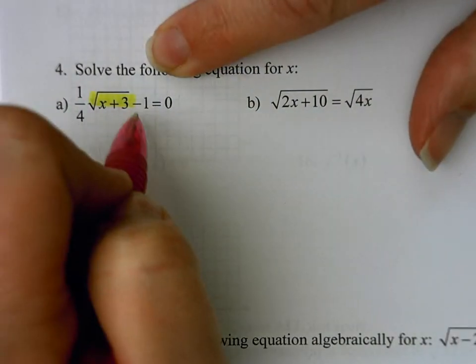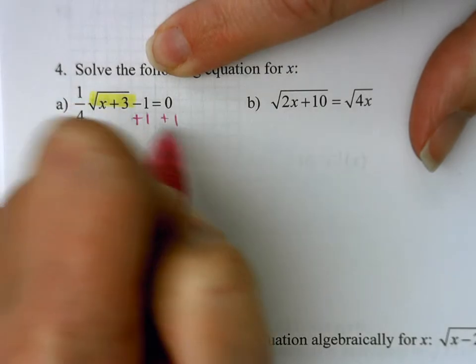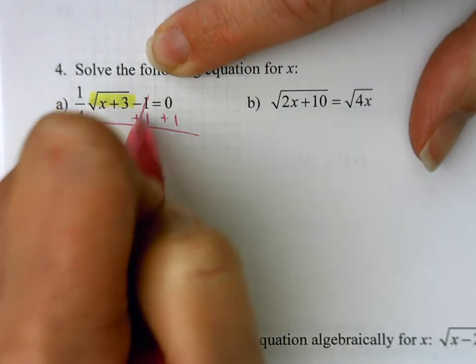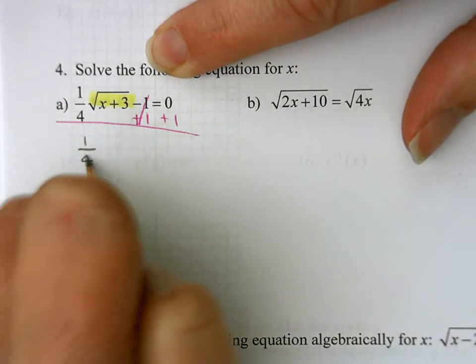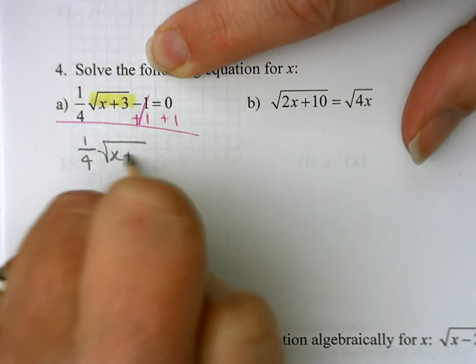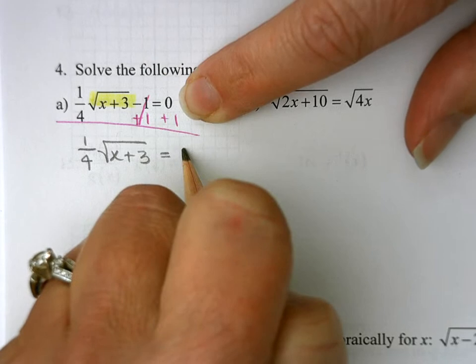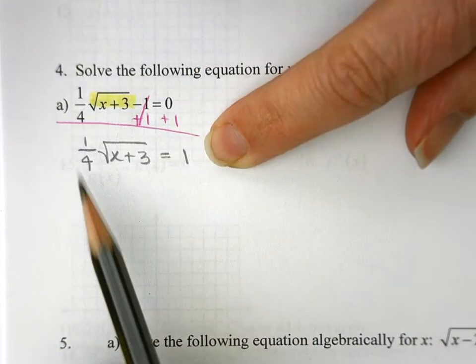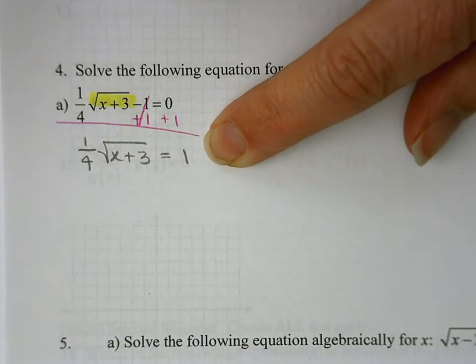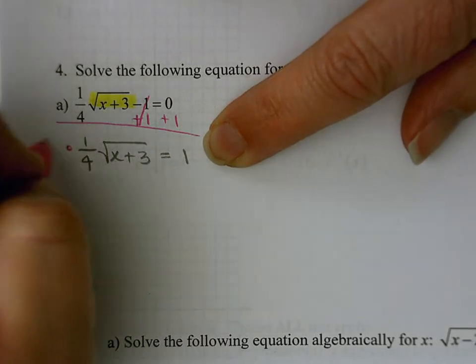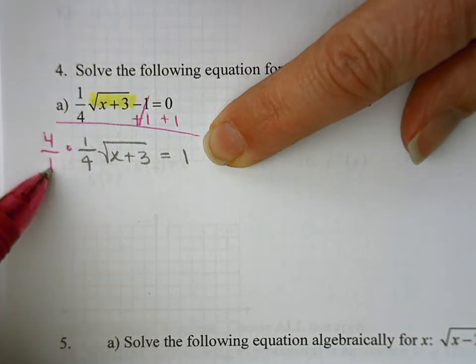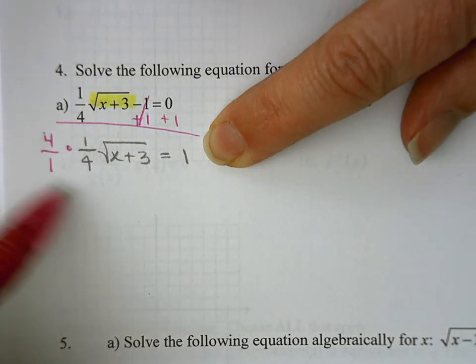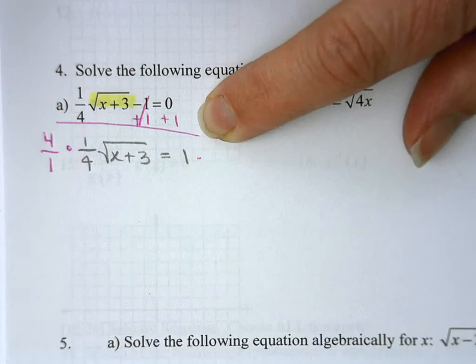So the first thing I want to do is add 1 to both sides of the equation. And then 1 minus 1 is 0, so I can just cancel that. And 0 plus 1 is 1. And then to get rid of the 1/4, I can divide by 1/4 or I can multiply by the reciprocal. So I'm going to multiply by 4 over 1. And so that gives me 4 divided by 4, which is just 1. And then I'm going to have to multiply this side by 4 over 1 as well.